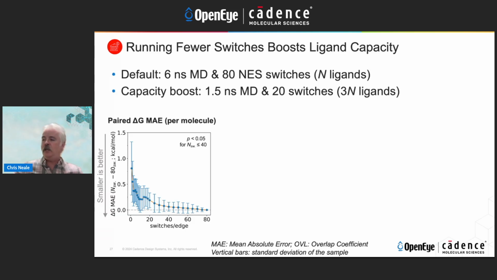So what I did was I took the data from all those 16 targets that I've been showing up until this point, and I have the data with 80 switches, and I can calculate from that the mean absolute error for each of the ligands.